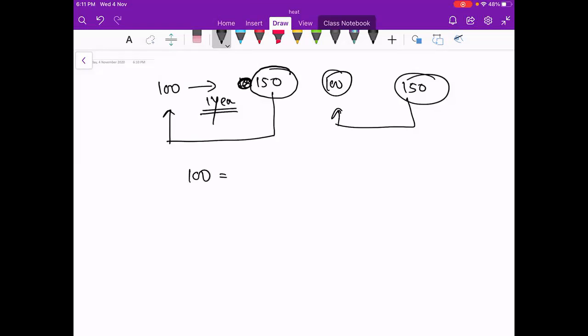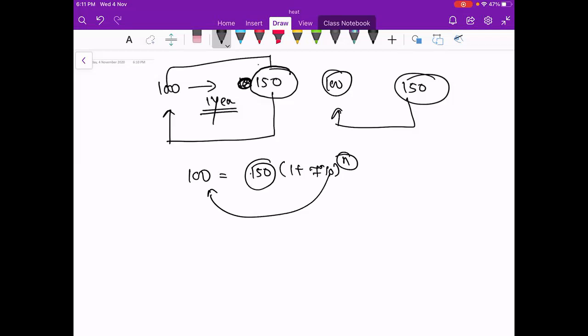See here, 100 equals the future value, which is 150, divided by 1 plus any rate of interest you take, say 7%. So this should come back to 100. So you are giving a discount of 50 rupees because you are coming back from 150 to 100, from future to present. That is why it is known as discounted cash flow.